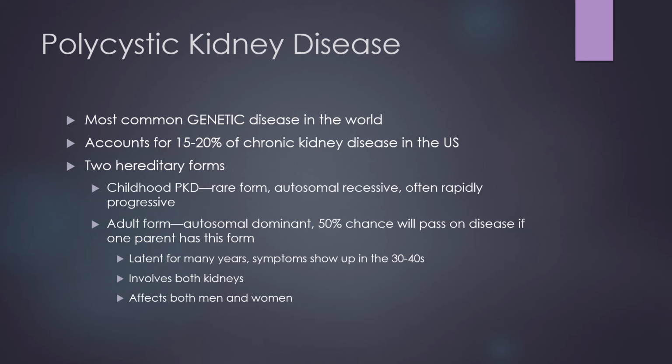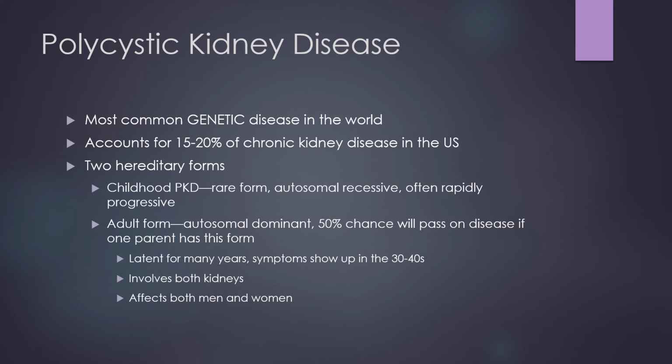So if a patient is diagnosed with PKD, there's a 50% chance in every child that they could also develop polycystic kidney disease. The adult form is latent, and we usually show symptoms in the 3rd or 4th decade. Thus, a lot of people already have children by the time that they know they have polycystic kidney disease.